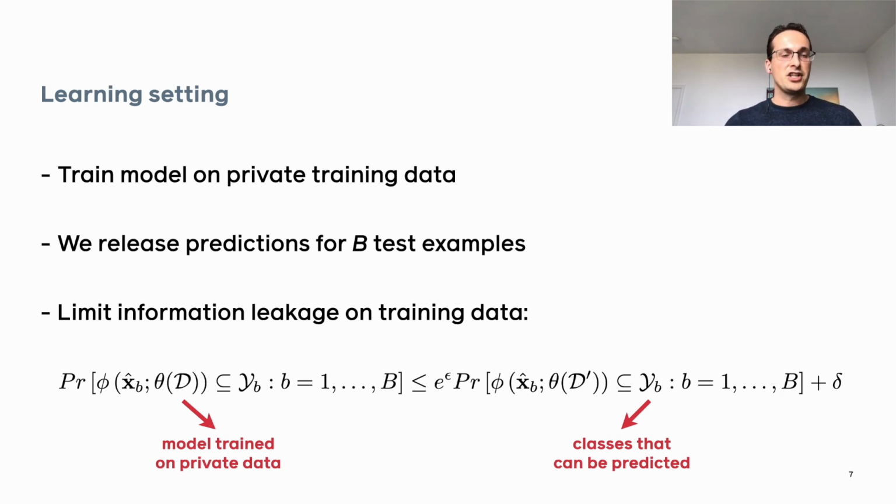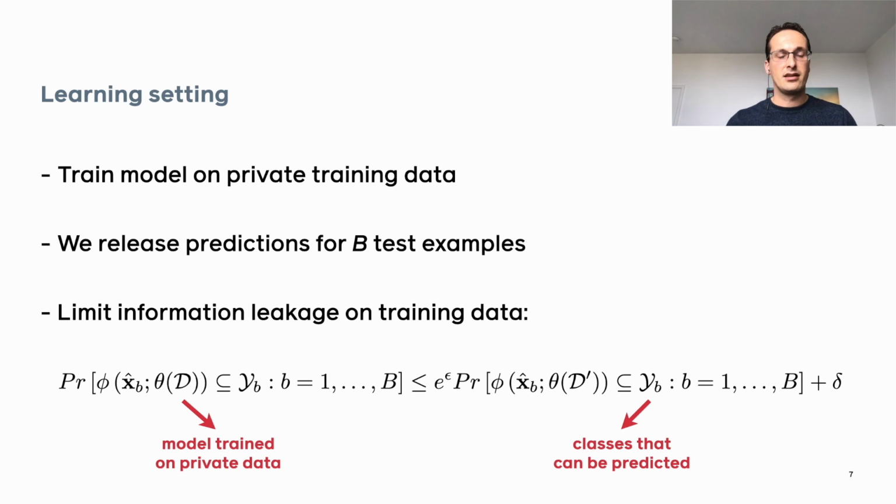In private prediction, the assumption we make is that we train our model on private training data. So we want to get differential privacy with respect to that training data. And we're going to release predictions for B test examples. So B is our budget, our inference budget of test examples. And we want to limit the information leakage on the training data.